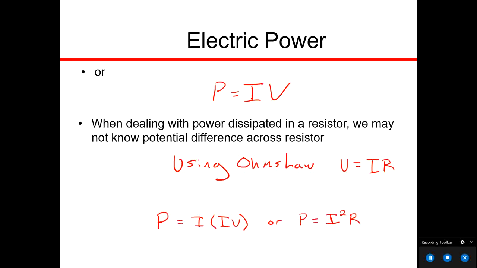So this equation, again, the equation at the top is giving us the total power in a system, whereas the equation here, P equals I squared R, is giving the power that's lost or dissipated in a resistor. Both of these are going to become important for solving problems.